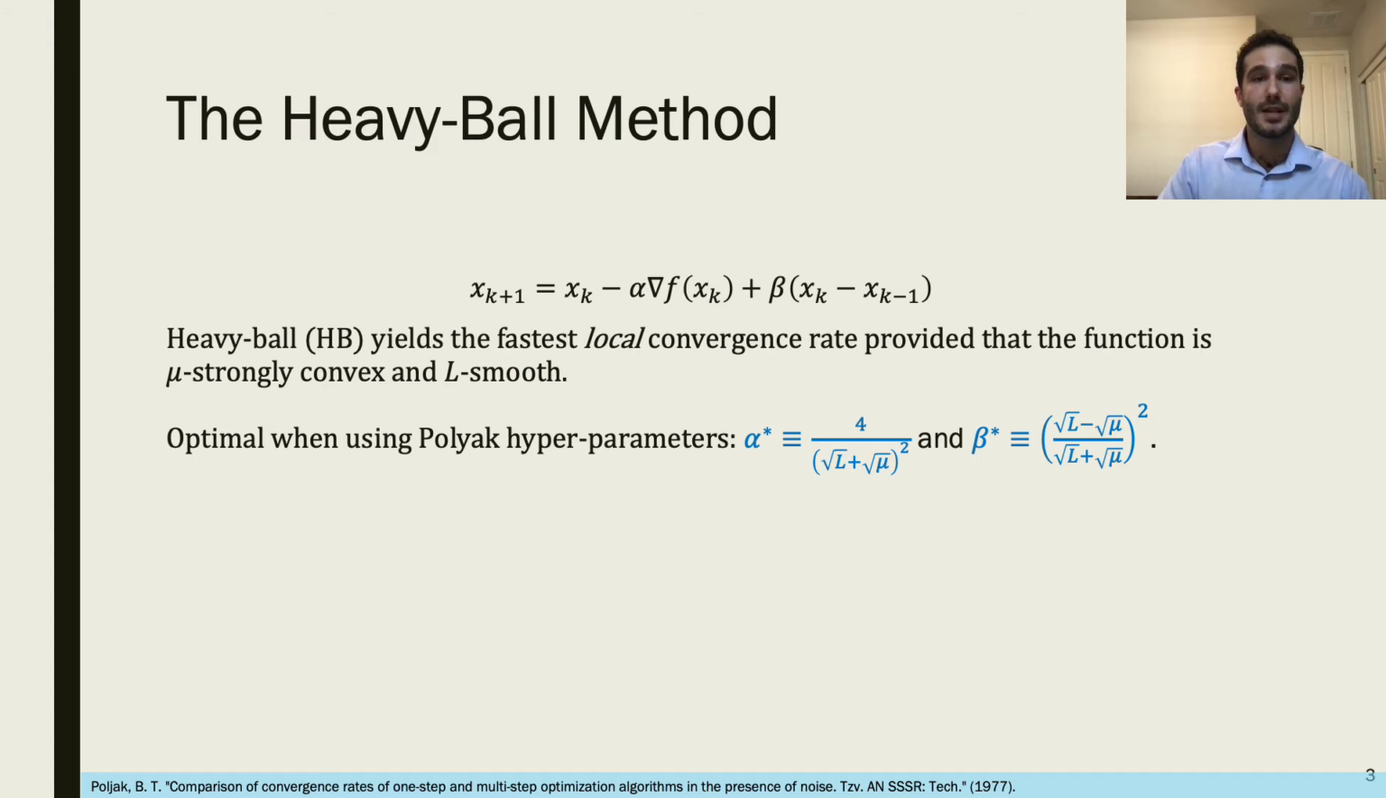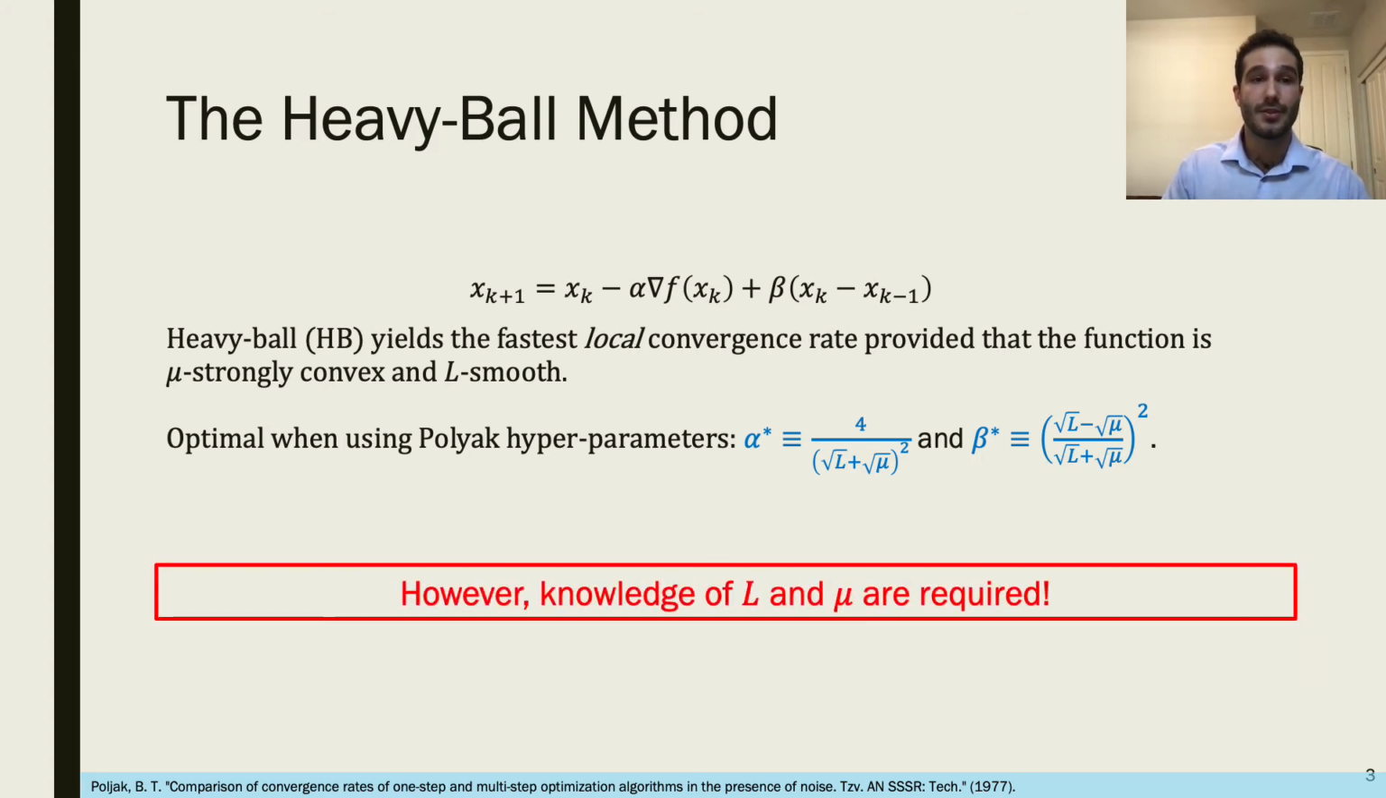But the problem with these hyperparameters is that they require the knowledge of the Lipschitz constant L and the strong convexity measure mu. And in functions as complex as deep neural networks, it is not feasible to assume that you have this knowledge beforehand.